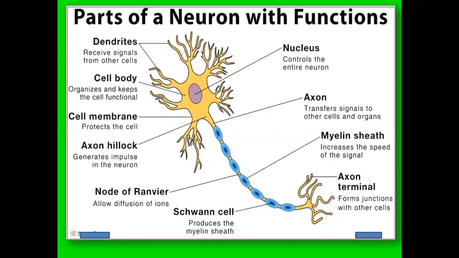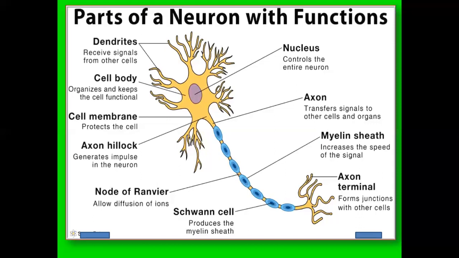And between two myelin sheaths, in yellowish color, you can see the node of Ranvier. You can say the gap between the two myelin sheaths is called the node of Ranvier. Is it clear? And the last one is the axon terminus.